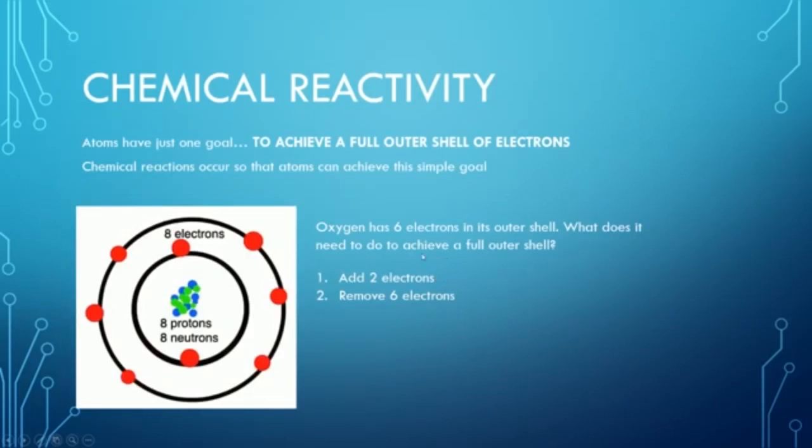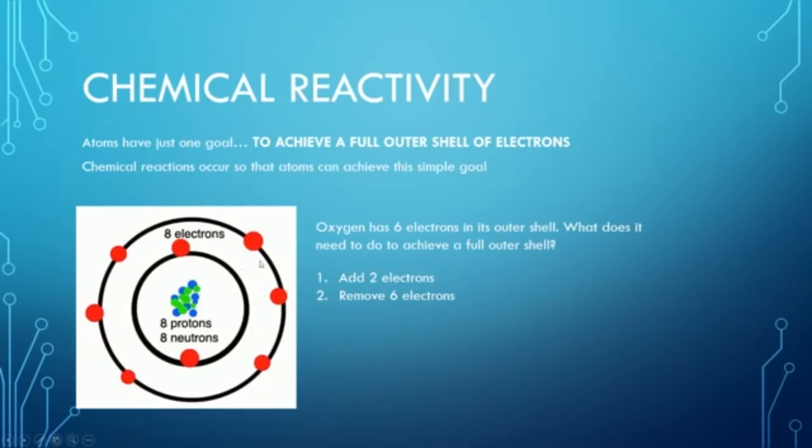So this brings us to the topic of chemical reactivity. Atoms have one single goal, and that is to achieve a full outer shell of electrons. So chemical reactions basically occur because atoms want to achieve this goal. Let's take a look at our oxygen atom. We discussed before that an oxygen atom has 6 electrons in its outer shell. This means that it is 2 short of having a full outer shell. Remember, because this second shell can hold up to 8 electrons.